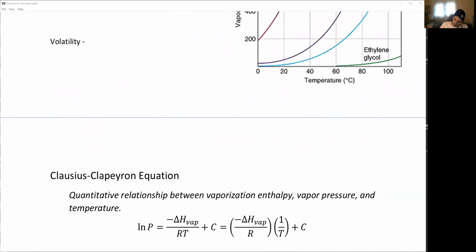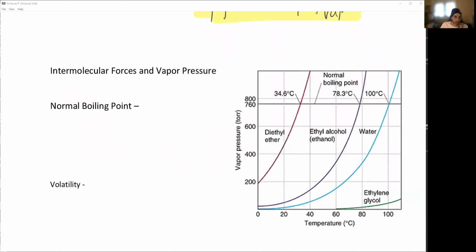All right. So, vapor pressure and intermolecular forces. Looking at intermolecular forces, we know that boiling point is a good measure. Boiling point is where the vapor pressure is equal to the atmospheric pressure.